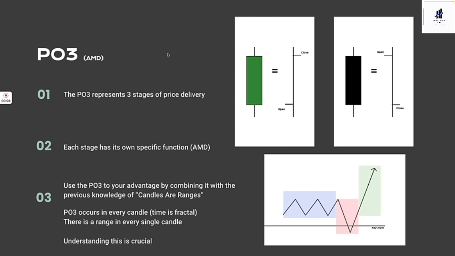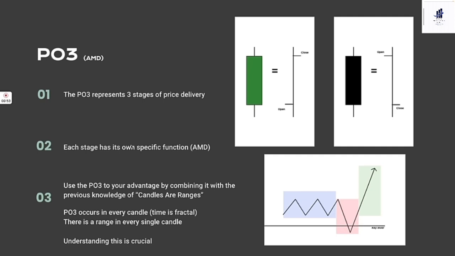The power of three, also known as AMD, accumulation, manipulation, distribution. The power of three represents 3 stages of price delivery. Once again, accumulation, manipulation, and distribution. Each stage has its own specific function, as I just mentioned before. Use the power of 3 to your advantage. By combining it, distribution is going to be the highest probable trades.